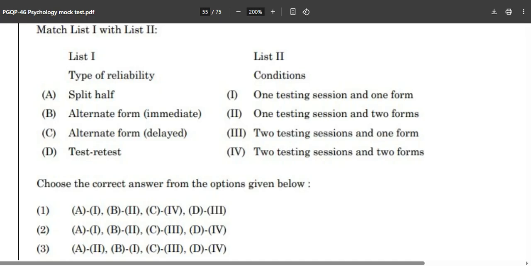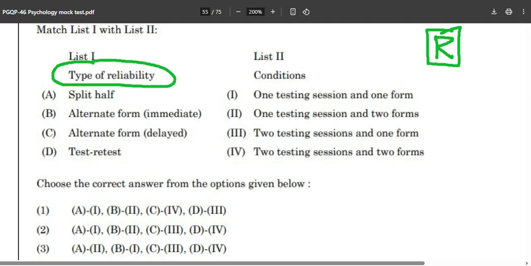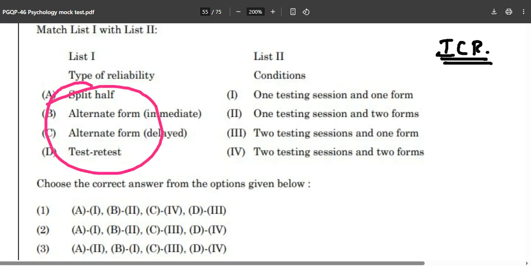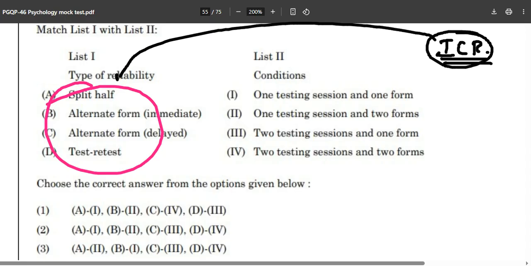And now this is what I was mentioning when we started with reliability. What have they given? They have given the types of reliability. They are not asking what reliability is, but you have to find out by reading the book, or you can just Google it and comment also, so that I will also know the definition of reliability. Okay, so what are the types of reliability? It can be split half, alternate form immediate, alternate form delayed, and test retest. So test retest, you know this, you also know this. Now tell me, out of these four, which is under the head of ICR? What does ICR stand for? It stands for internal consistency reliability, and we have just solved this, that it is talking about the split half.